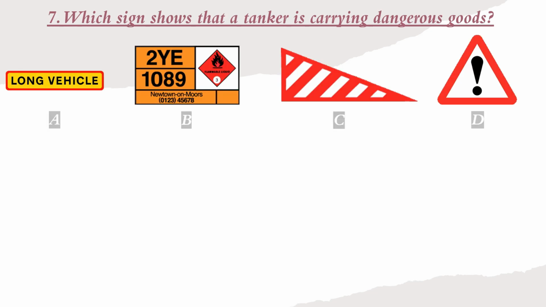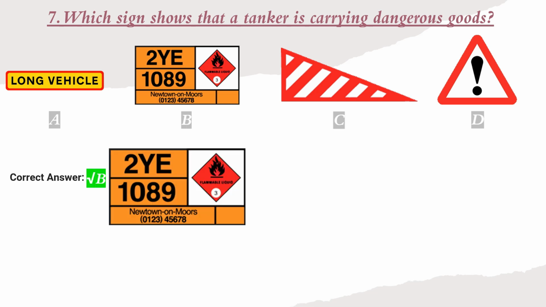7. Which sign shows that a tanker is carrying dangerous goods? A, B, C, D. Correct answer, B.